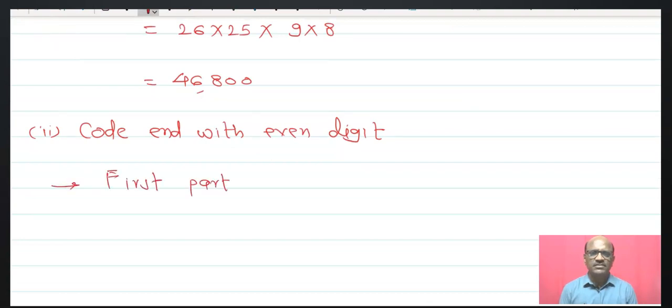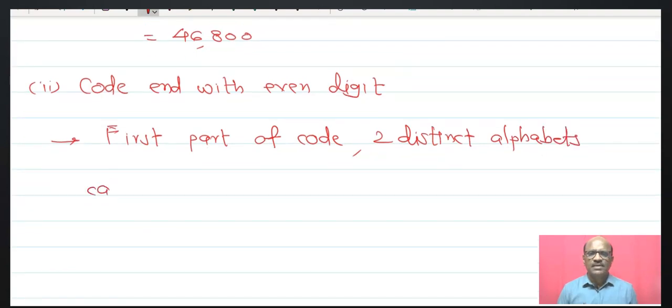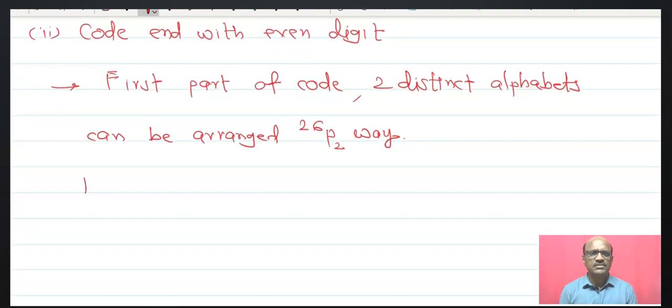First, that is the first part of the code is two distinct alphabets. That can be arranged in 26P2 ways.